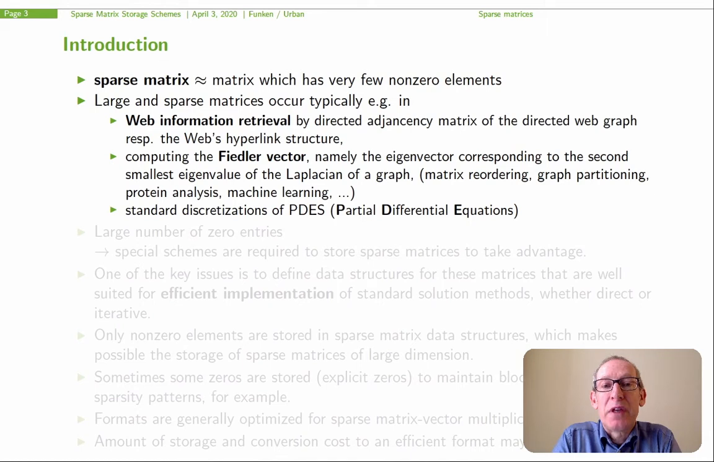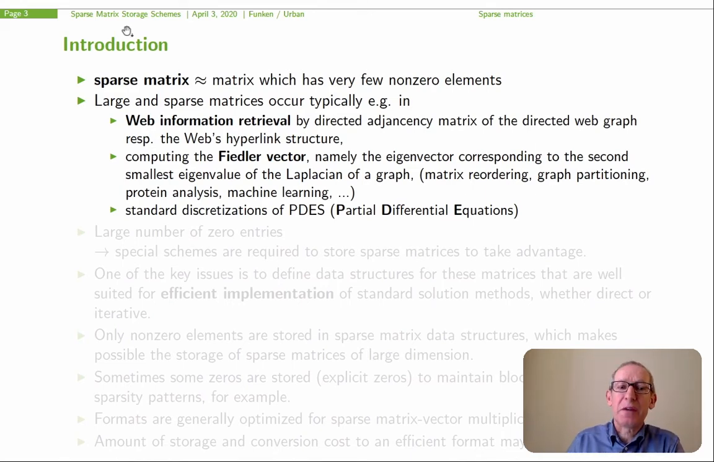So the Fiedler vector is interesting in matrix reordering, as we'll see in graph partitioning, or more applied problems like protein analysis or machine learning. And one focus is also that large sparse matrices occur in the standard discretization of partial differential equations with finite elements, finite difference schemes, or finite volume schemes for solving partial differential equations.